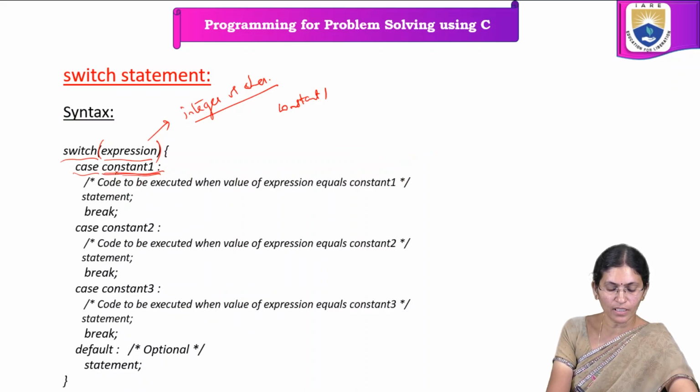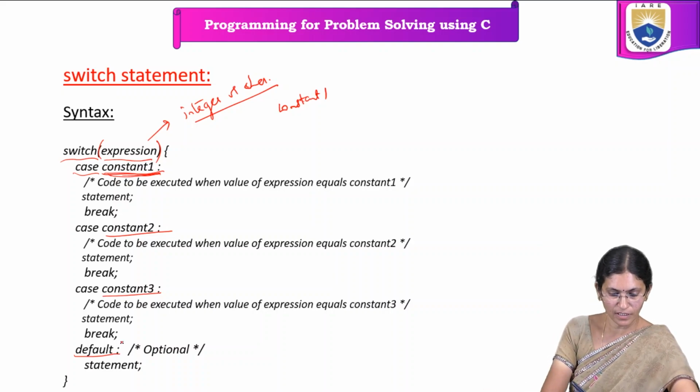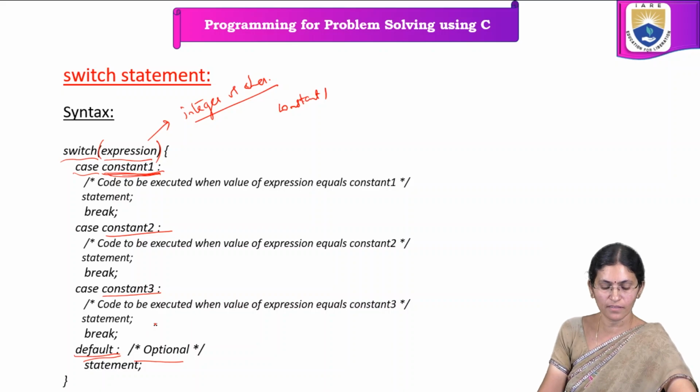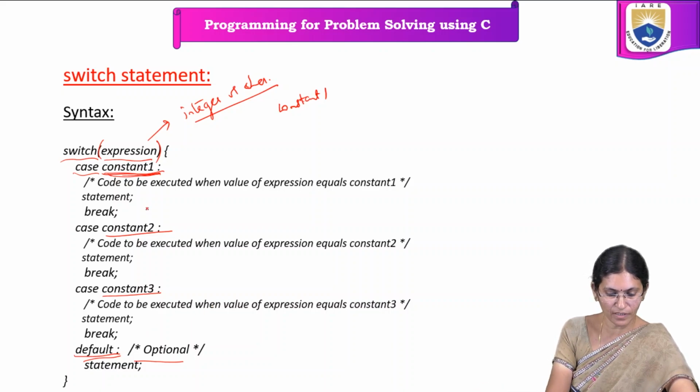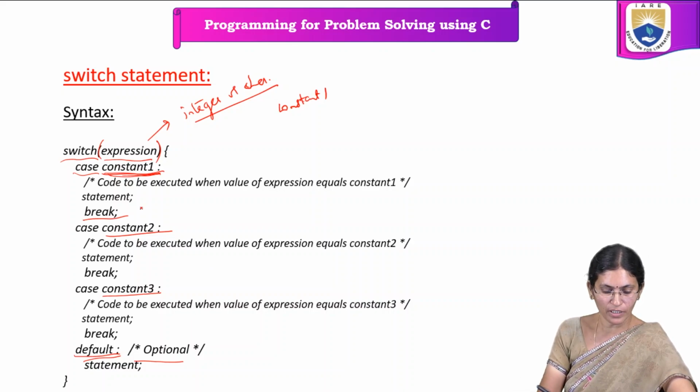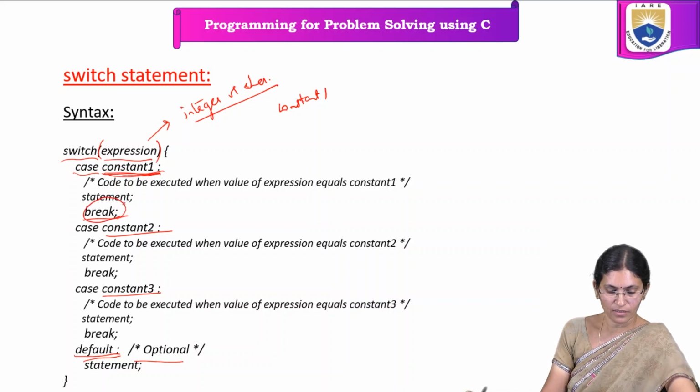Depending upon the number of conditions to be checked, we have a number of cases here: case constant 1, case constant 2, case constant 3, and then the default statement. The default is optional, so we can include it or exclude it. Then inside each case we need to use a break statement also. We need to use the keyword break. Why? Let us see with the help of one example.